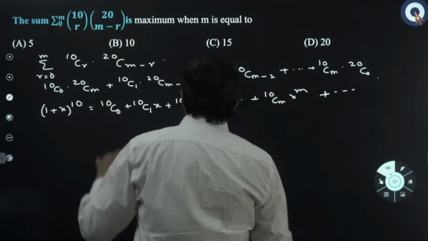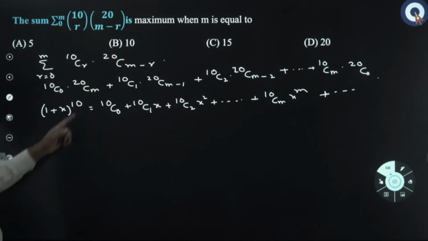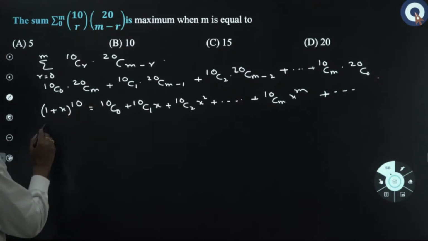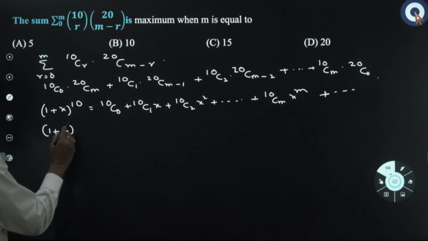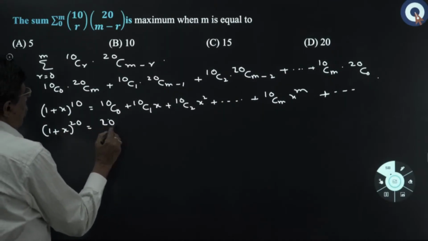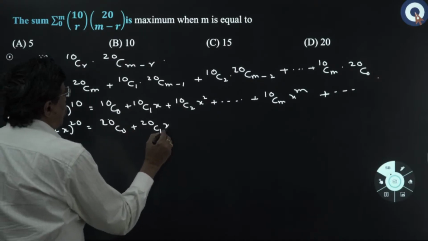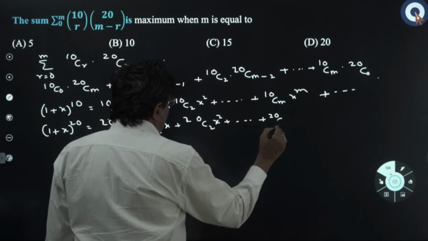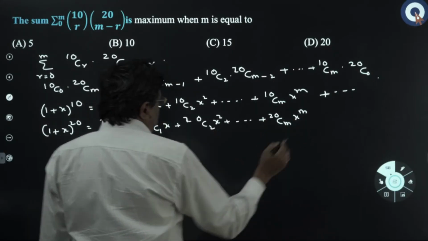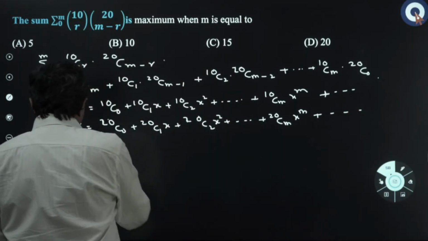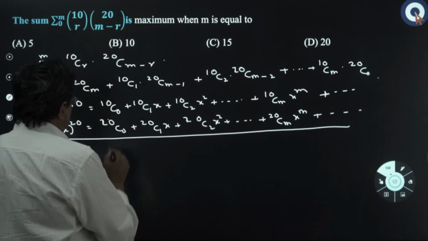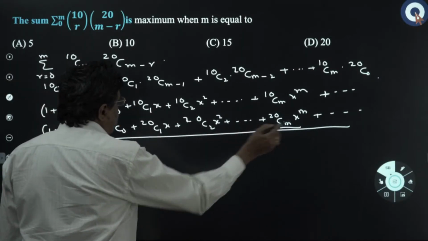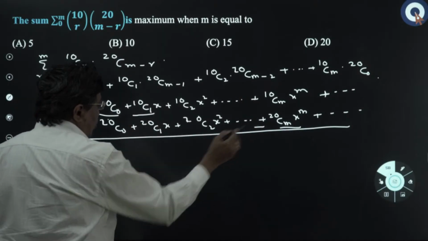You also consider the expansion of (1 + x)^20, which is 20C_0 plus 20C_1 x plus 20C_2 x^2 plus so on plus 20C_20 x^20. We have to multiply that with that. So when you multiply these two and consider the coefficient of x^m on both sides, this into this we get 20C_m, this into this we get x^m, like that.